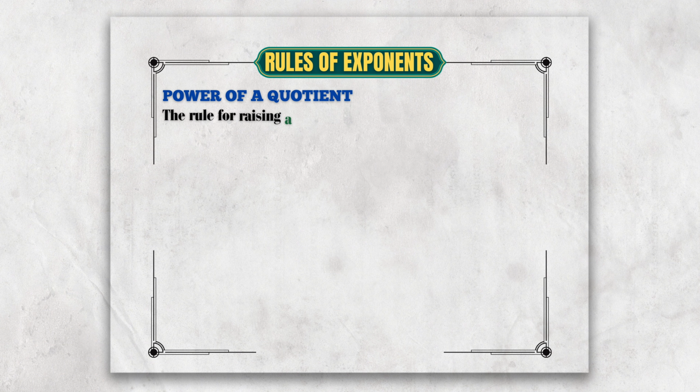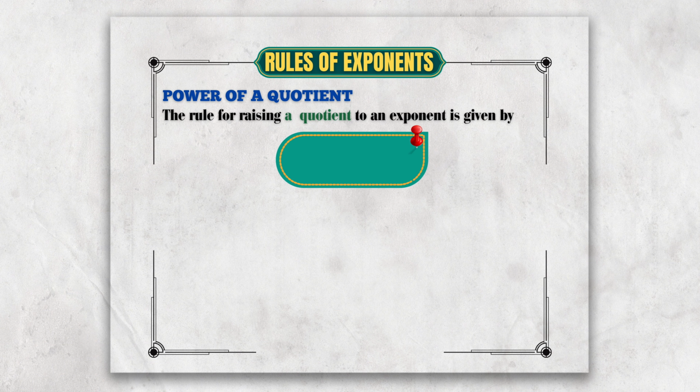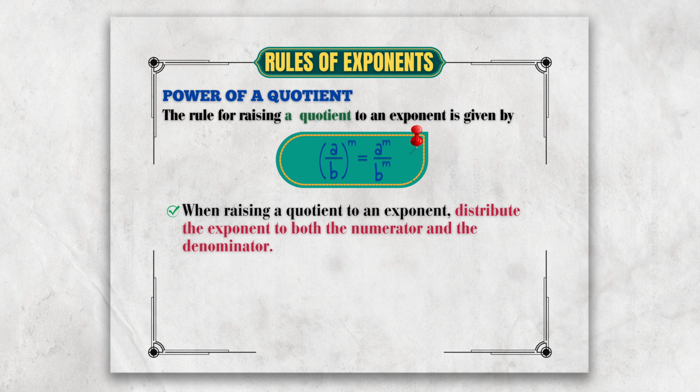Next, we have the power of a quotient rule, which reads a over b all raised to the power n equals a to the power n divided by b to the power n. In other words, when raising a quotient to an exponent, distribute the exponent to both the numerator and the denominator. Here are some examples.